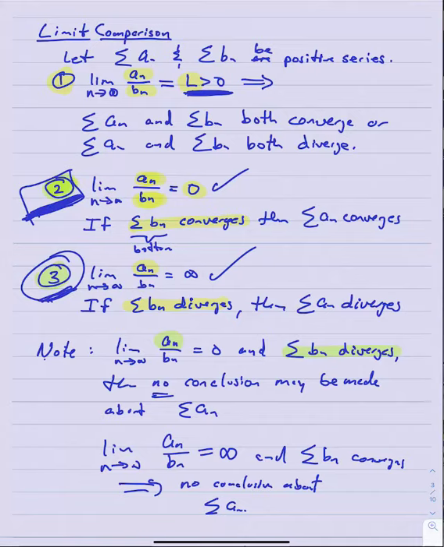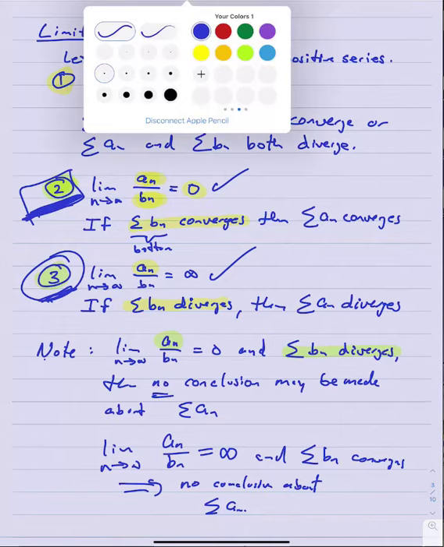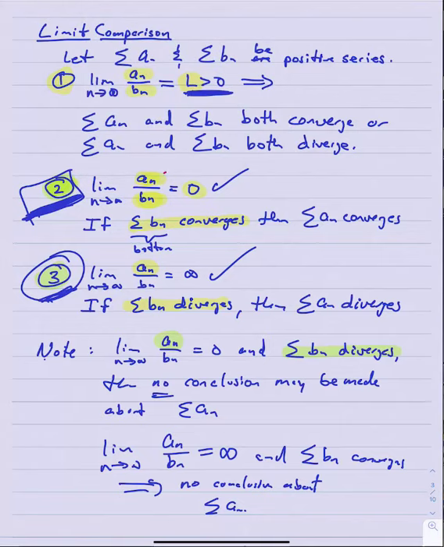And I'll just tell you the way we're going to use this test when we get to our examples in a few minutes. A sub n is the one you should think of as the one that you're going to test. It's the one that you're trying to investigate. B sub n should be the series that you know, the one whose behavior is known. Does it converge or diverge?